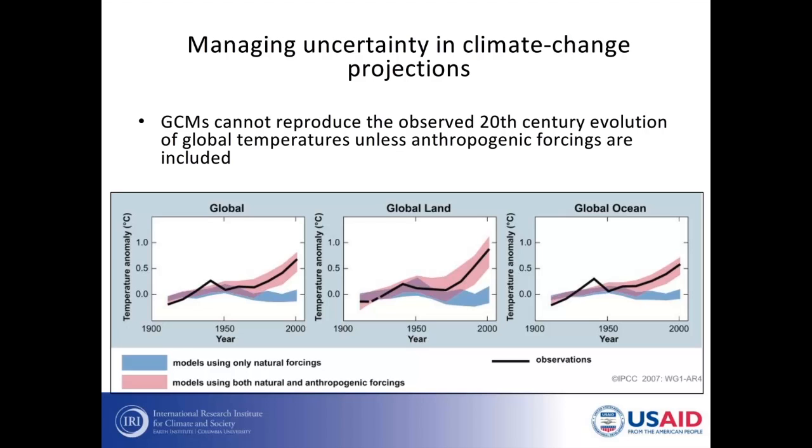On the other hand, the agreement with the observations is poor when only natural forcings are included, such as solar variability and volcanic eruptions, and this is shown in the blue range of temperatures. This provides powerful evidence for taking GCM projections of future climate change seriously.